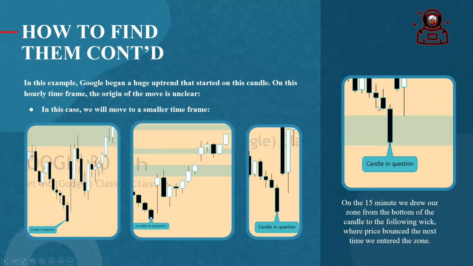So what we did, I'll draw your attention to over here, is draw a zone from the bottom of this candle, the bottom of the wick, to the following wick, to the next time we bounce, right here. All right, if that's making sense.